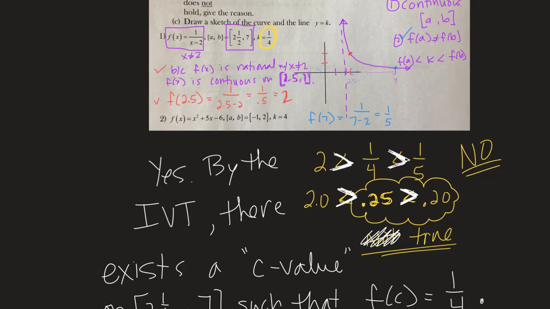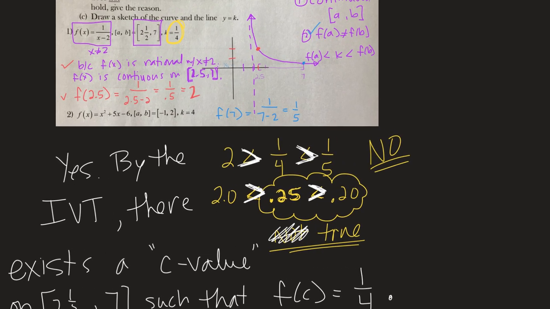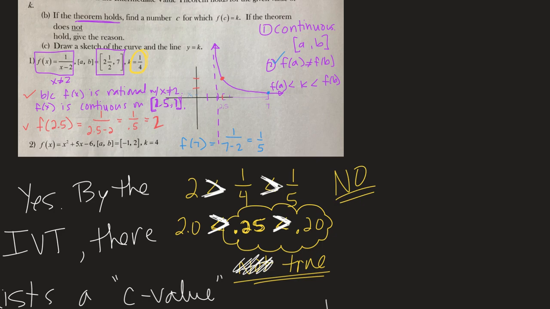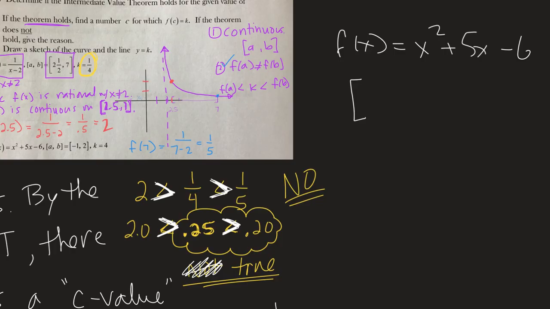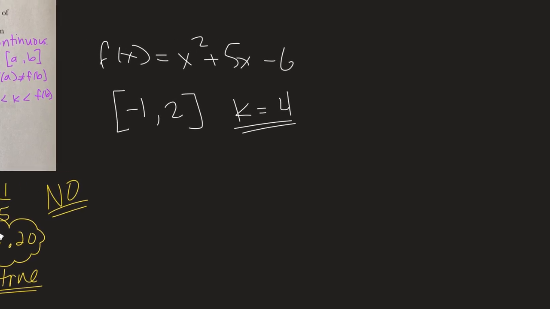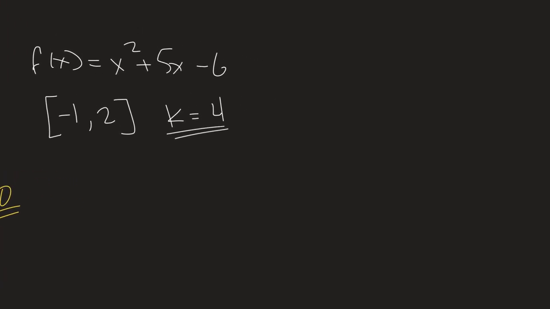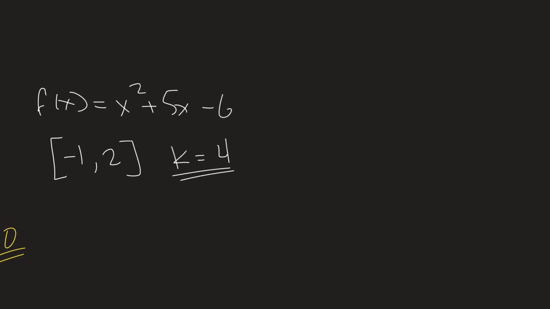Okay, number 2. Let's see if we can get our brain working correctly the whole entire time on this problem. We have a function that is a polynomial. Let me write it over here, because I'm going to scooch over. x squared plus 5x minus 6. And our closed interval is from -1 to 2, and we're seeing if there's a y value of 4 in there somewhere. x squared plus 5x minus 6. What type of function is this? This is a quadratic, aka a polynomial.